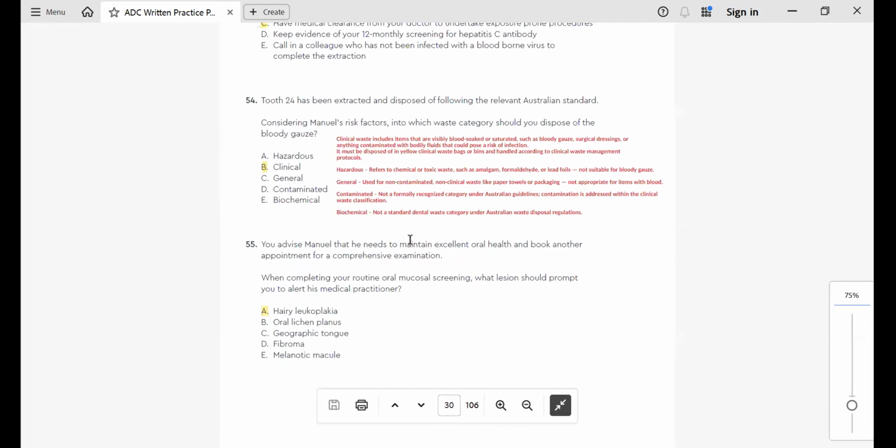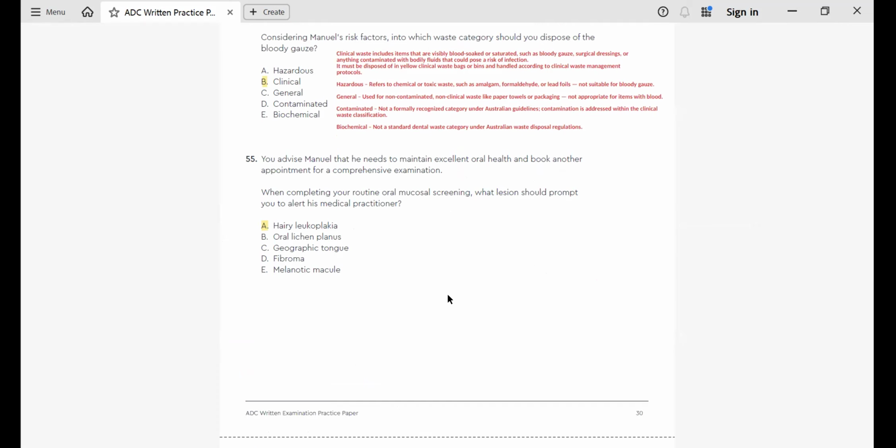You advised to maintain excellent oral hygiene, book an appointment for comprehensive examination. What lesion should prompt you to alert his medical practitioner? Hairy leukoplakia, of course. It is one of the signs of AIDS, acquired immunodeficiency syndrome, right?